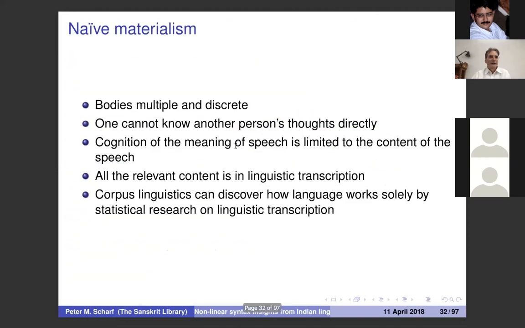Now, naive materialism considers bodies multiple and discrete. People are tied to their bodies. You can't know another person's thoughts directly. Cognition of the meaning of speech is limited to the content of the speech. There's no direct communication through consciousness, according to linguists. All the relevant content is in the linguistic transcription. And so corpus linguistics can discover how language works solely by statistical research on linguistic transcription.